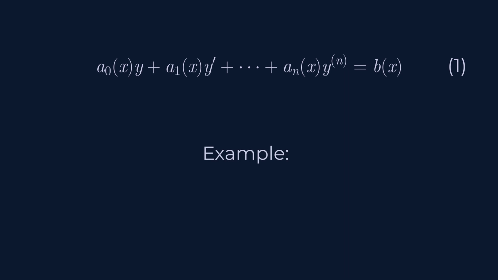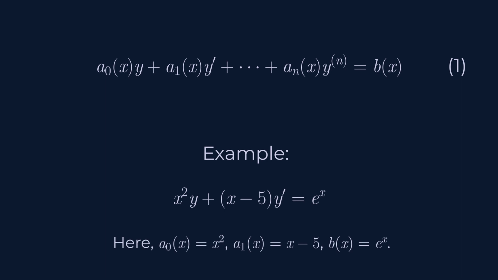An example of such an equation would be the following, where we have x squared y plus x minus 5 multiplied by the derivative of y, and that is equal to e to the x. So in this case, a0, this function of x, is simply x squared, a1 of x is x minus 5, and the function on the right-hand side, b of x, is e to the power of x.